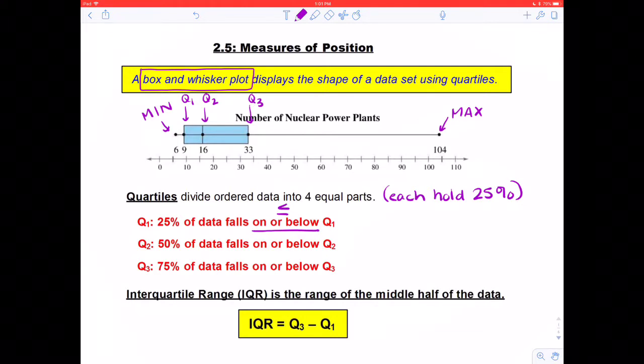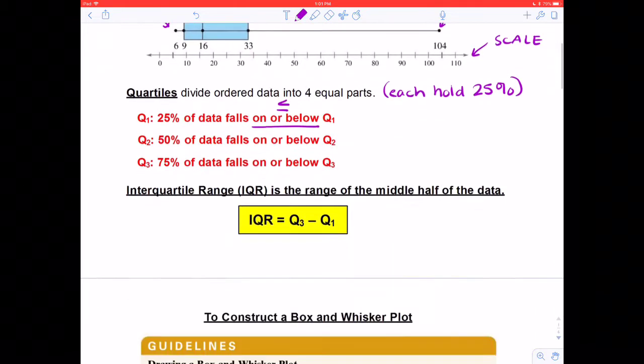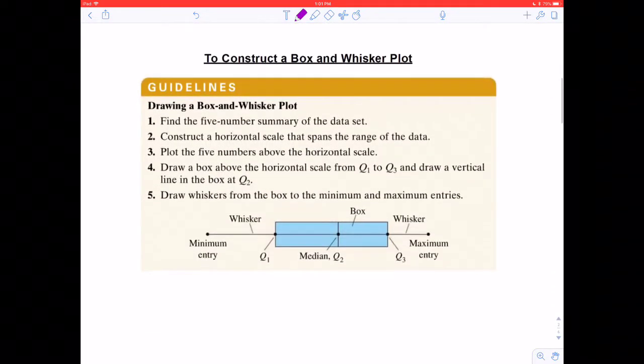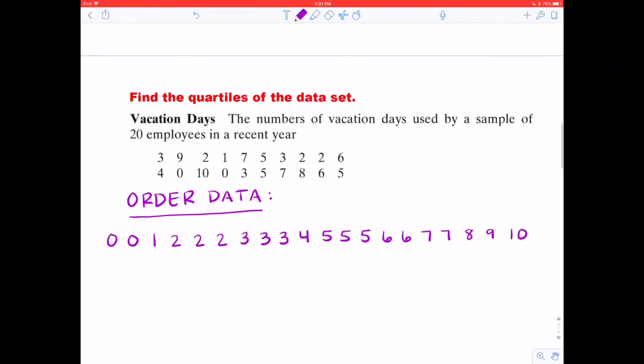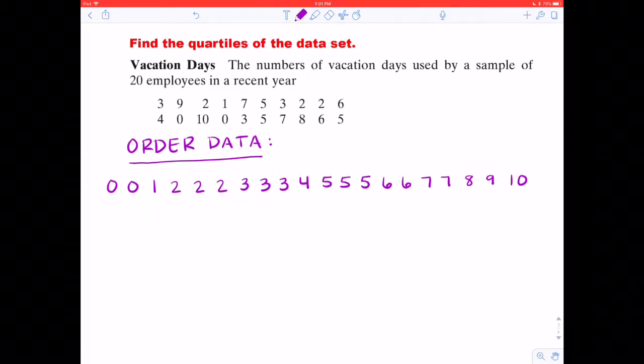And then remember, anytime we're graphing, we always want to make sure that we graph to scale. And so you'll notice this is set up relative to a number line where a scale is defined that spans from at least the minimum to the maximum value. All right, so let's start by looking at these two things together. We've got to find the quartiles before we can construct the graph.